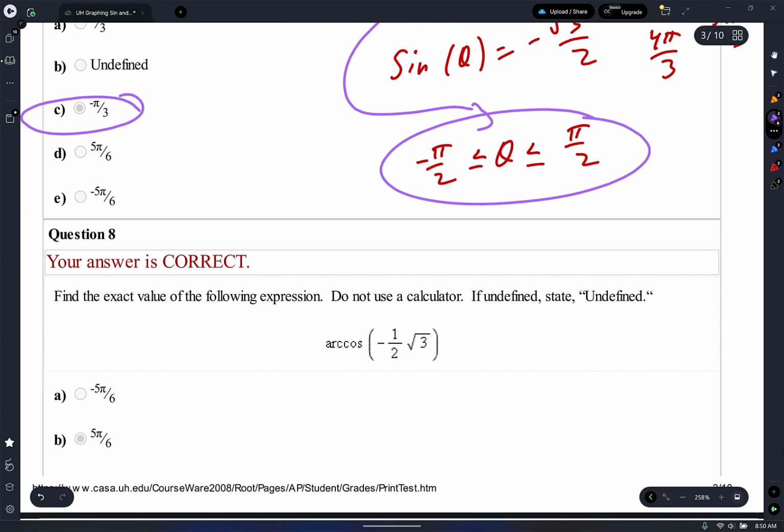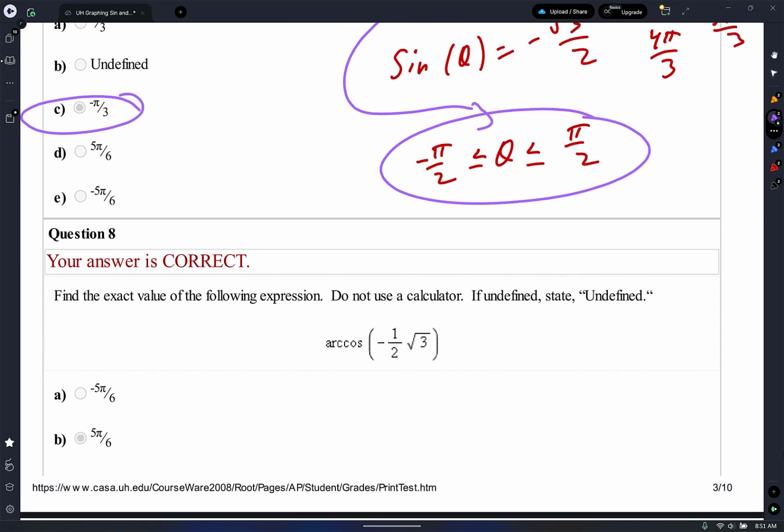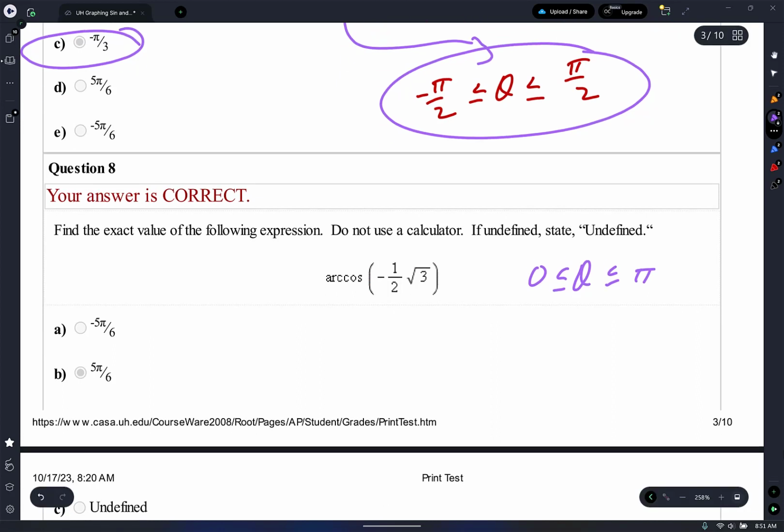All right, for this one, arc cosine, you're going to look between 0 and pi, because that's going to give you all the answers. In quadrant 1, cosine is positive. In quadrant 2, cosine is negative. All right, so here we go, guys. What this means is this. All right, focus, focus, guys.